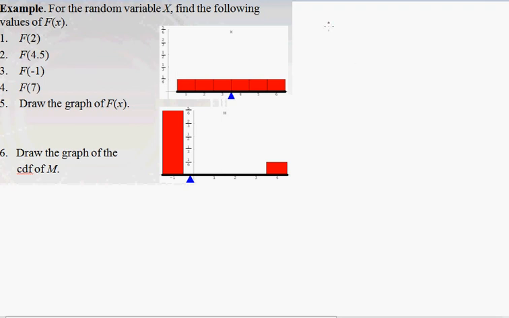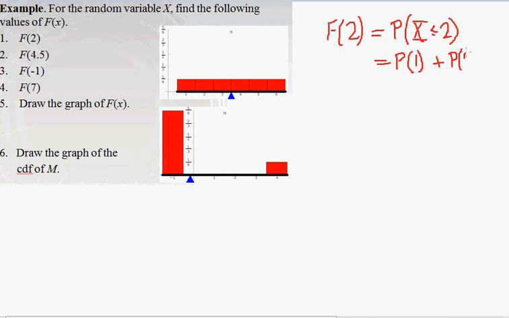Now recall that the cumulative distribution function F of 2 is the probability that the random variable x is less than or equal to 2. That's the definition of a cumulative distribution function. How can x be less than or equal to 2? Well, there's two ways that can happen. Either x can be equal to 1 or x can be equal to 2. Those are the two ways that the random variable x can be less than or equal to 2. And in our case, that would be 1/6 plus 1/6 for 2/6, 1/3.